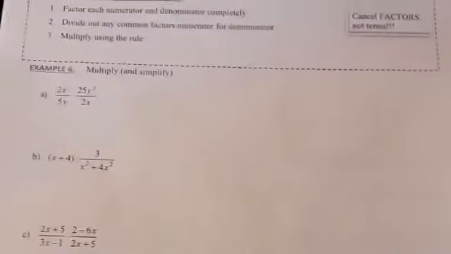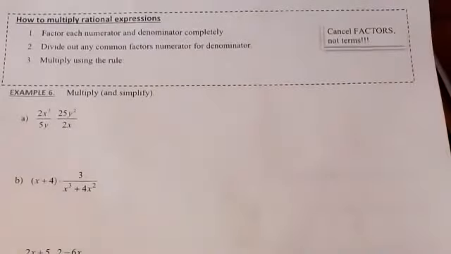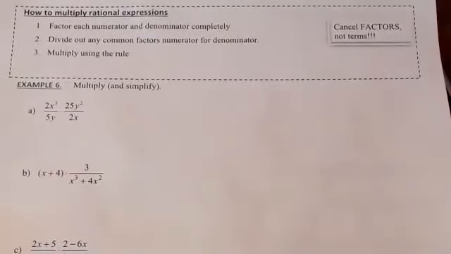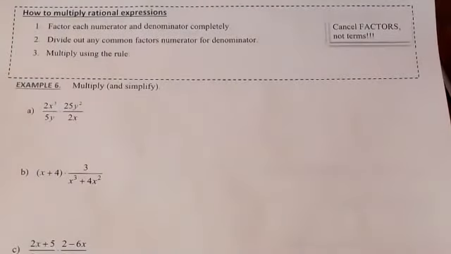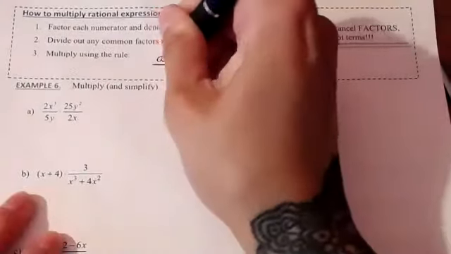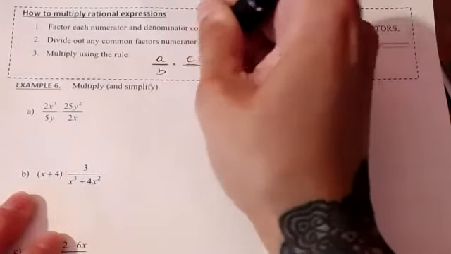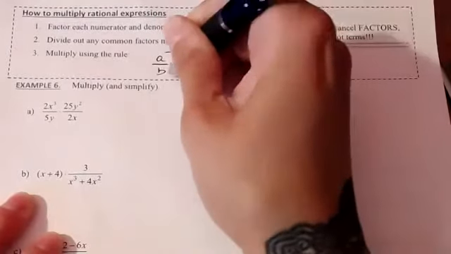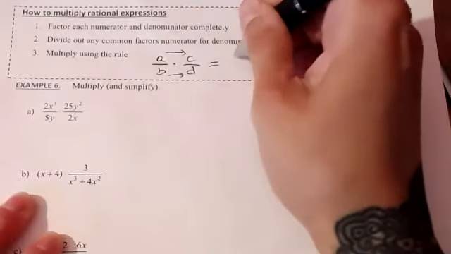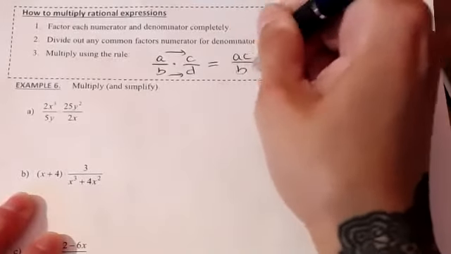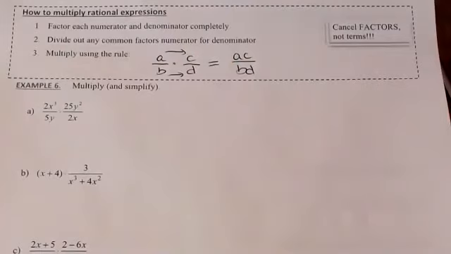So the first thing we're going to do is factor each numerator and denominator completely, not just partially. That's just silly. Then we're just going to divide out any common factors. And then, of course, we multiply from left to right. Think about the fact that we have A over B times C over D, which means we're just going to multiply left to right. And that gives us AC over BD. That's essentially that rule. Cool.